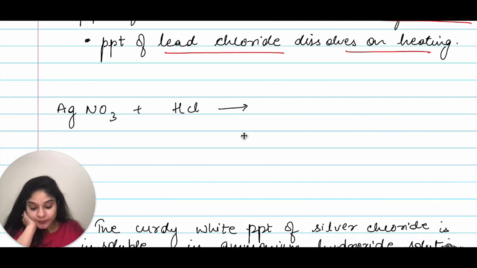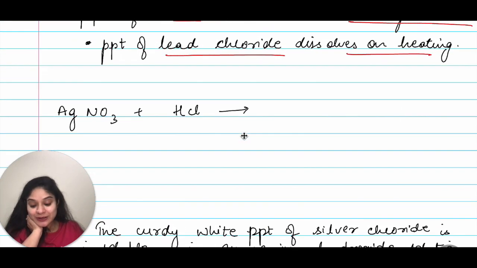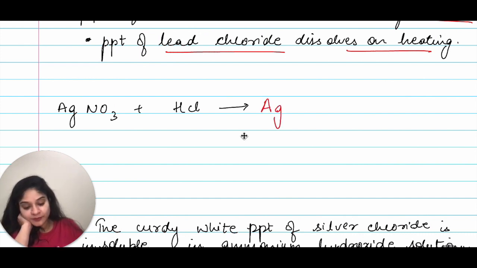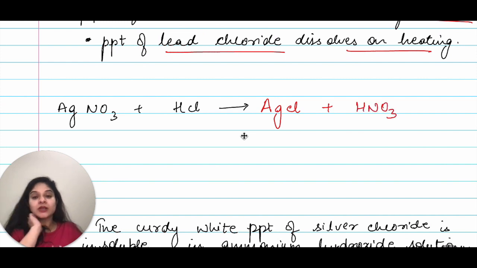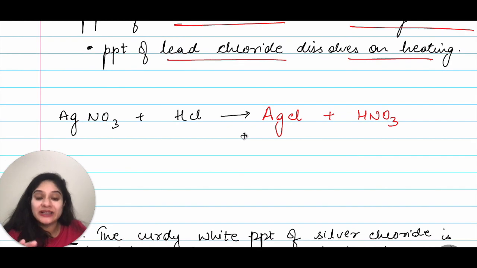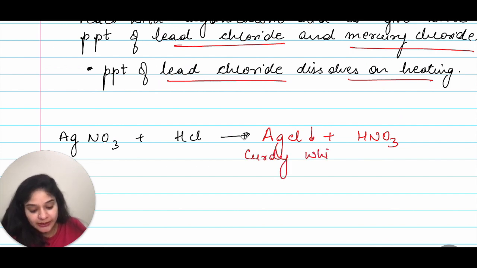Moving on to silver nitrate with HCl. So what will we get? We'll get AgCl plus HNO3. This is a curdy white PPT. This is not a very bright white PPT. So AgCl is also a PPT. We call it curdy white precipitate.